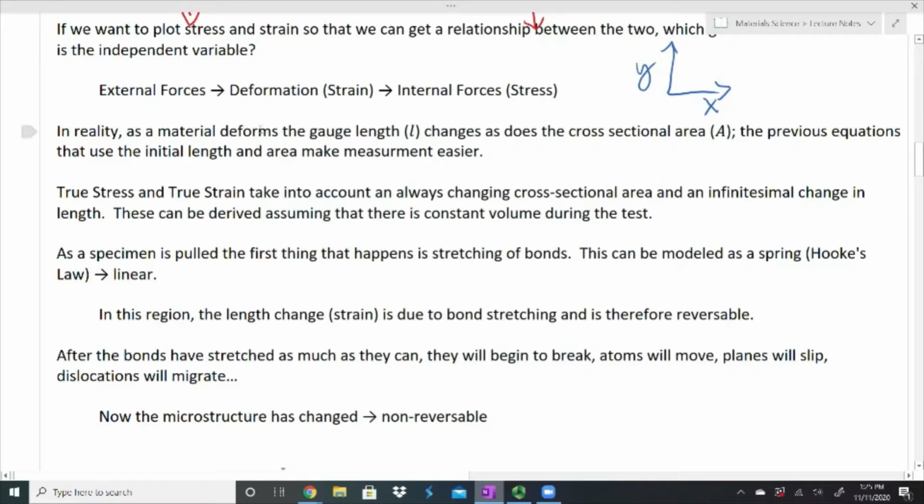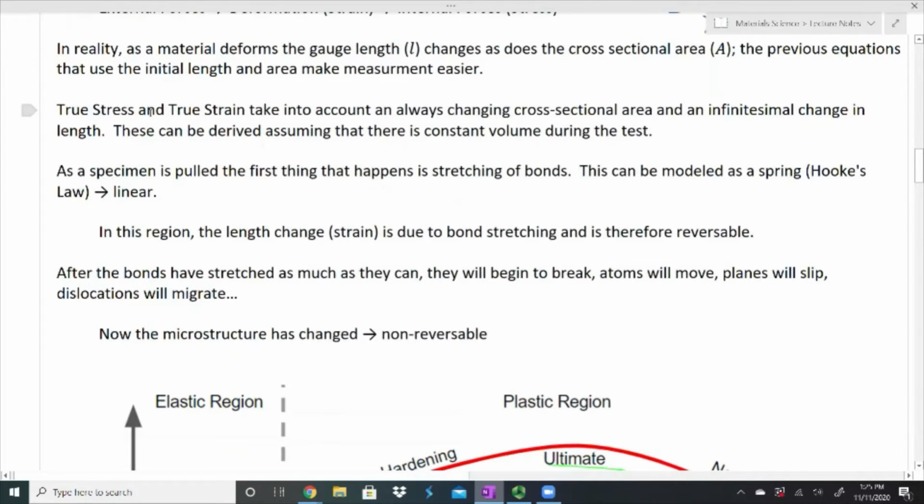We kind of already talked about gauge length and the cross-sectional area. Talked a little bit about true stress and true strain, how those take into account a changing length, very, very infinitesimally small change in lengths, and a changing cross-sectional area.